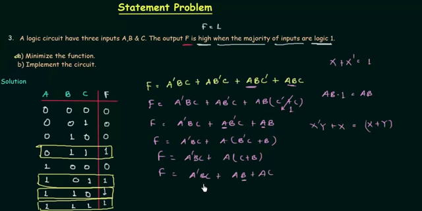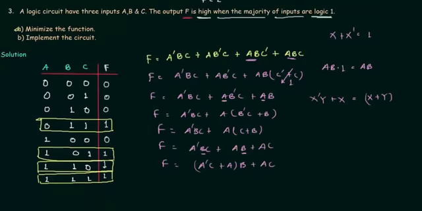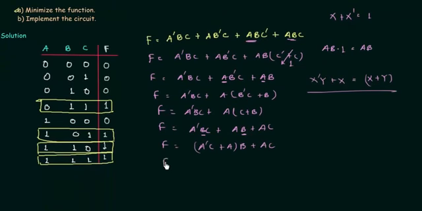Now we can take B common from the first 2 terms and we will have A complement and C or A, and again we will use the distributive law, and we will have C or A B or A C. Finally we will have A B or A C or B C. So this is the answer, the minimized function that we have obtained from this statement.